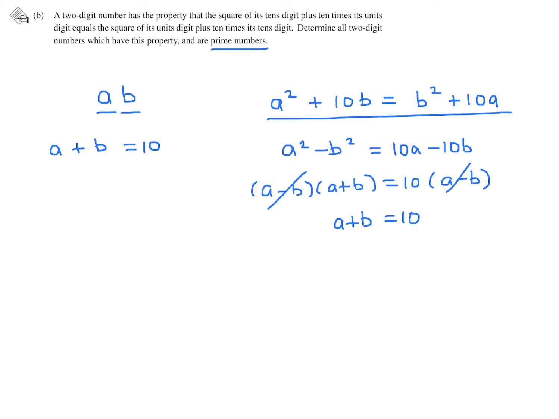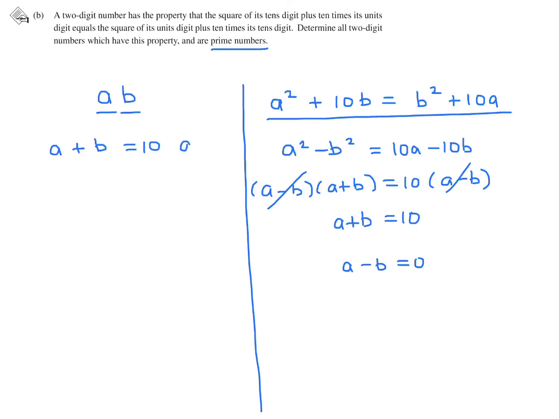But be careful not to omit a minus b. I crossed it out, but after I crossed it out, I realized, you know what? A minus b, if it's equal to 0, that's also a solution. Both sides would be 0. So we have to also figure out all the possible two-digit numbers where a minus b is equal to 0. So that's another set we're going to have to figure out.